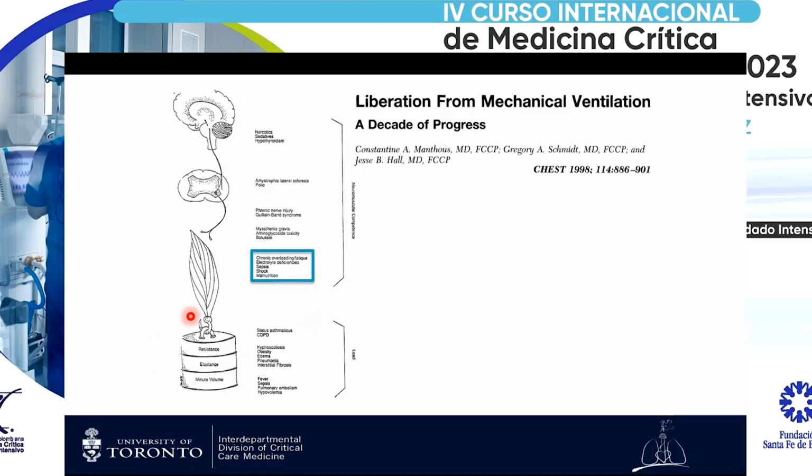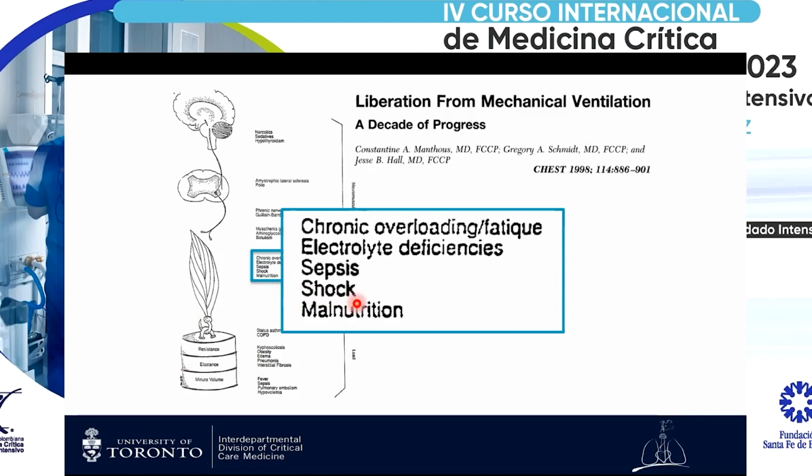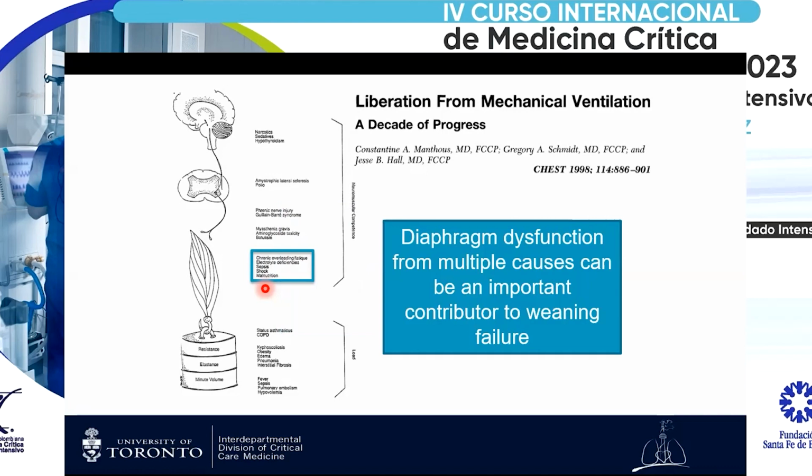And I'll blow up the muscle problems. They are a common cause of weaning failure that can be induced by a number of things listed here. But the important point is that diaphragm dysfunction can be an important contributor to weaning failure.